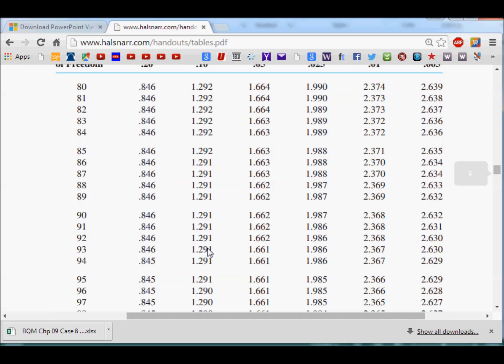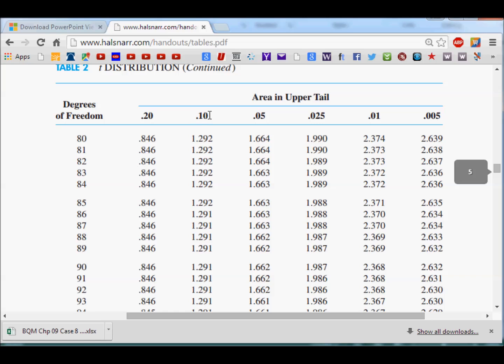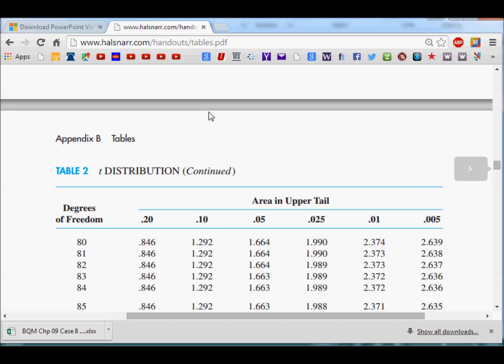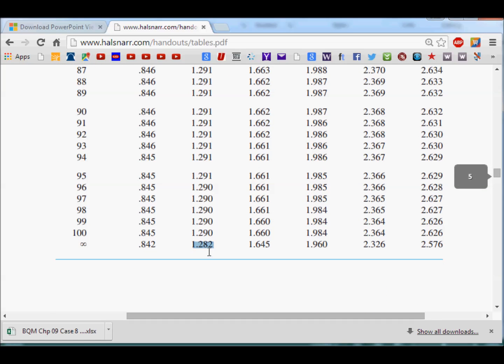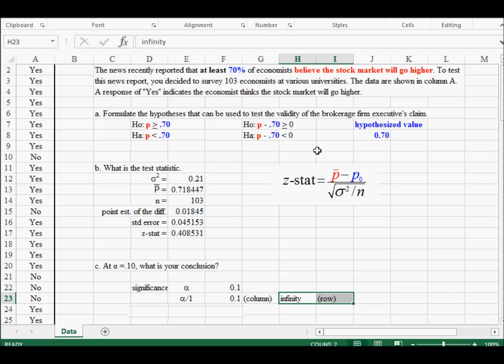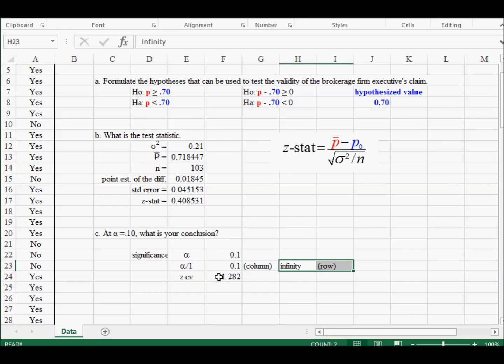And because our tail has an area of 0.1, we conclude that our critical value of this test to 3 decimal places is not 1.28, which the standard normal table told us, but 1.282. Now, I'm going to make this negative.